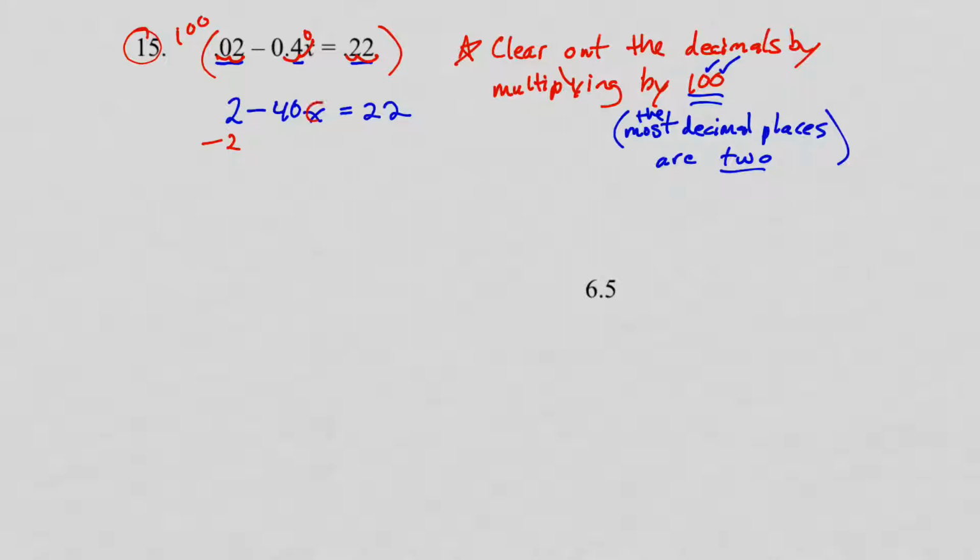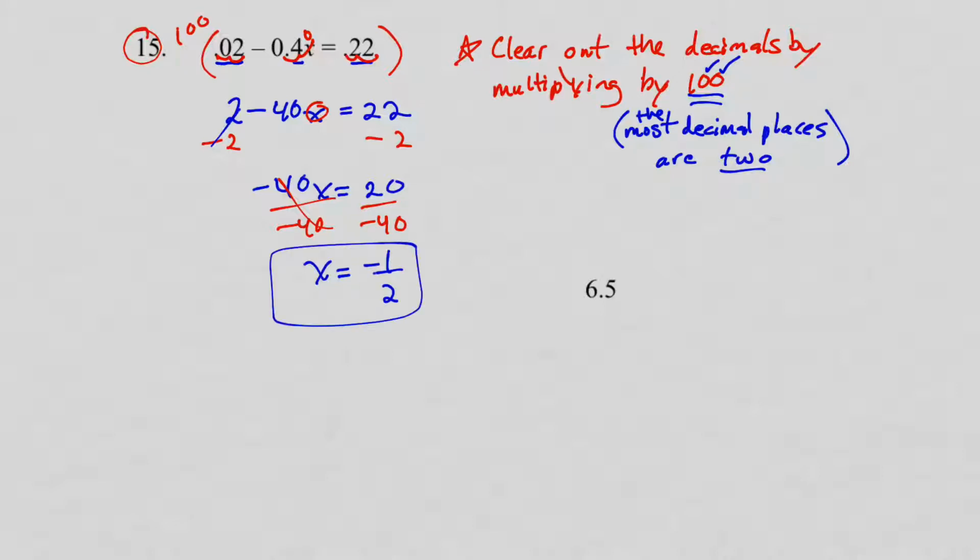Trying to isolate the x here, so we're going to subtract 2 from both sides. We're going to divide by negative 40. And that's going to reduce to 1/2.